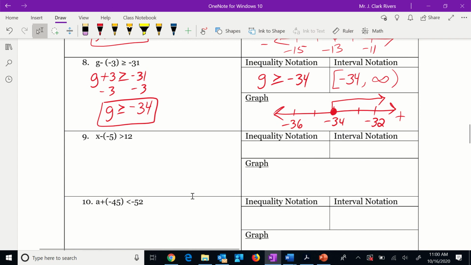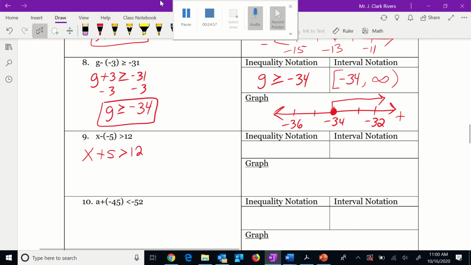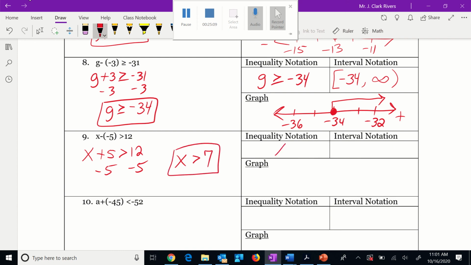Number 9. Okay, x minus negative 5 is greater than 12. If we're subtracting a negative, what do we have to do? We have to add. So x plus 5 is greater than 12. We are going to subtract 5 from the left and the right. So we get x is greater than, what's 12 minus 5? 7. X is greater than 7. The variable's on the left. That's good. We don't have to shift it around.